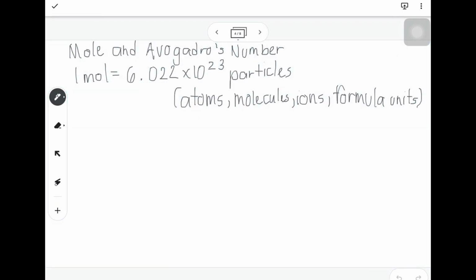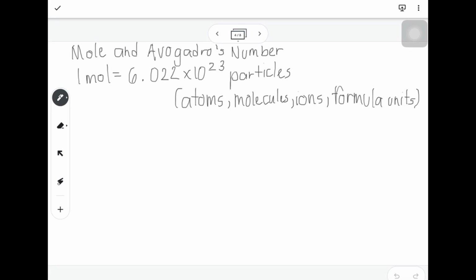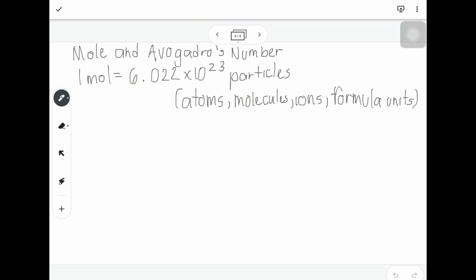For the mole and Avogadro's number, 1 mole is equal to 6.022 times 10 raised to 23 particles. Avogadro's number is this value, 6.022 times 10 raised to 23. And for particles, you can think of it as a placeholder. It can mean atoms, molecules, ions, or formula units based on the given situation of your problem.